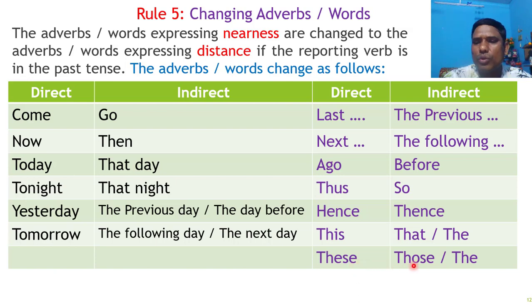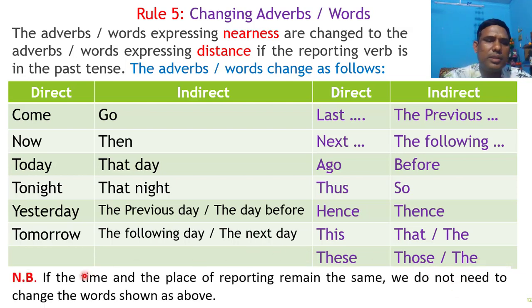These becomes those, sometimes these becomes the. When the word these is used as an adjective, it becomes the. For example, these books, the books. But if the time and the place of reporting remain the same, we do not need to change the words shown as above. Okay.